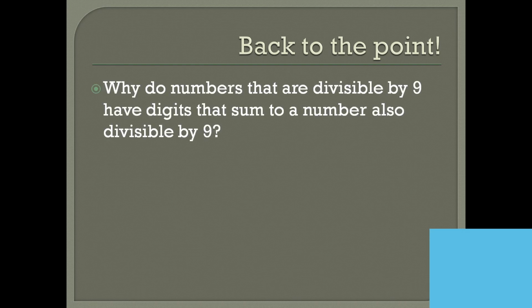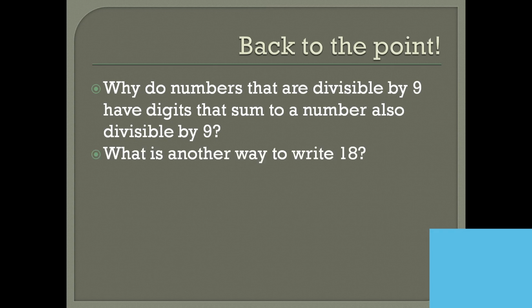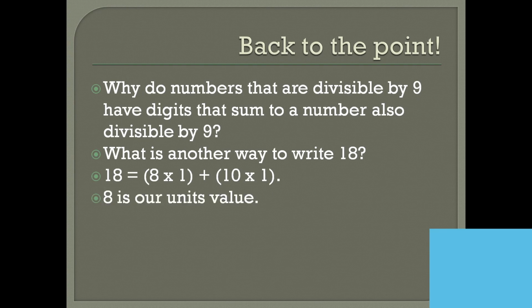So, to answer that, let's consider a different way to write digits. We'll keep it simple and just look at 18 for our example for now. What is another way to write 18? 18 is the same thing as 8 times 1 plus 10 times 1. That is to say that 8 is in our units value and 1 is in our tens value.